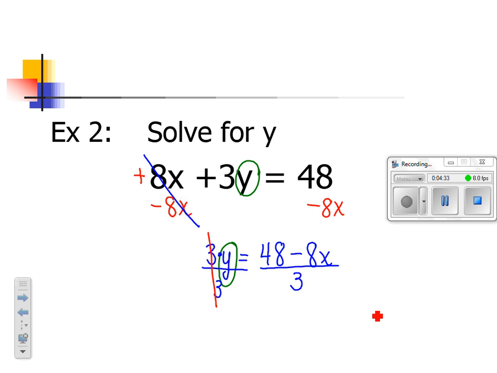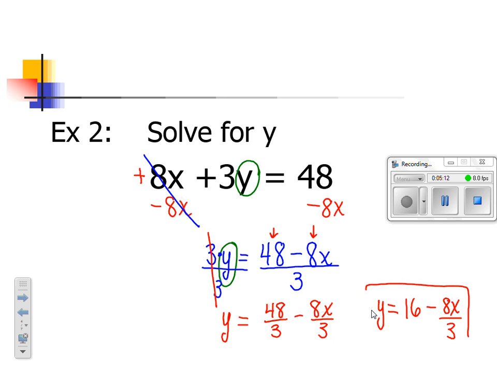3 divided by 3 cancels. We're left with y is equal to, 48 minus 8x divided by 3. We would say 48 divided by 3. And we would say 8x is also being divided by 3. Both of those terms are being divided by 3. Now we can simplify that and say y is equal to 48 divided by 3. With your calculator, you can type in 48 divided by 3, and you would get 16. Subtract 8x over 3. And that would be the final answer for solving for y.